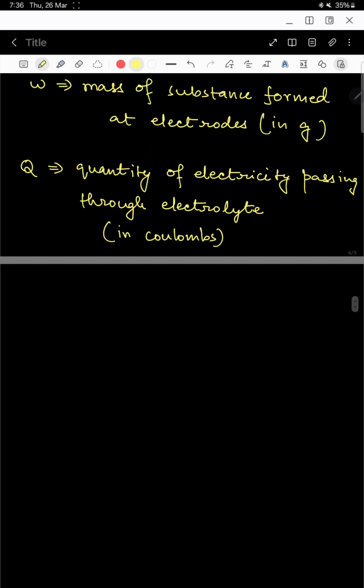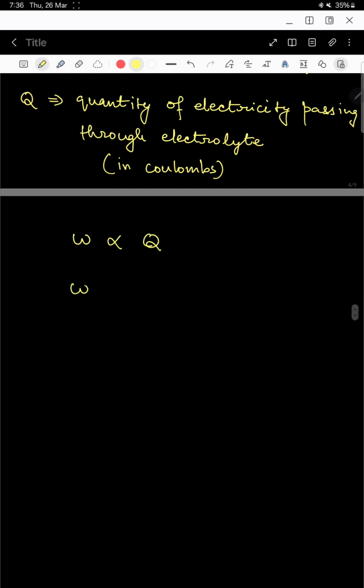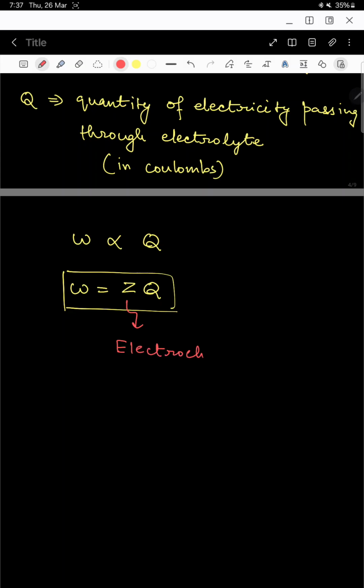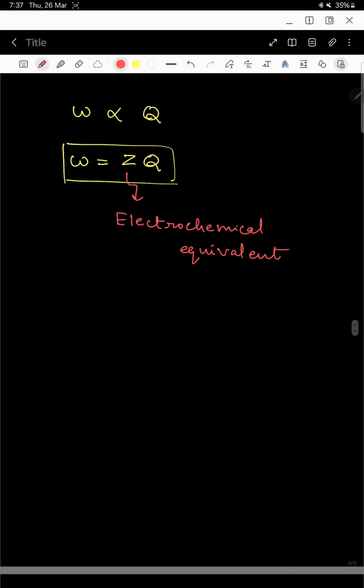So in that case, W is going to be directly proportional to Q, and when we write an equal between them, then there comes a constant, that is Z. Now this Z is called electrochemical equivalent. This is a proportionality constant called electrochemical equivalent.